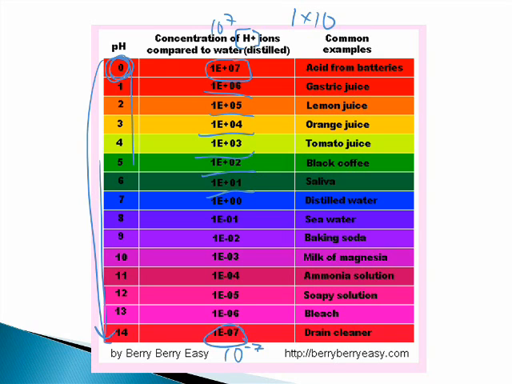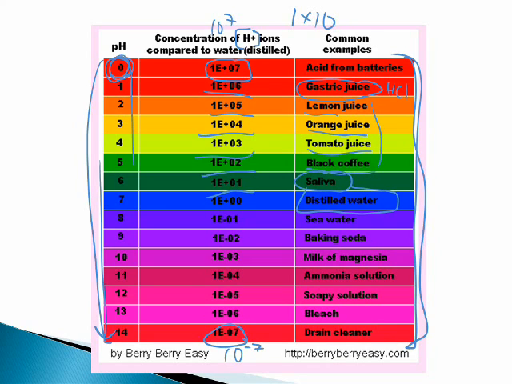And here are some examples of these things at the pH. Battery acid has a very low pH. It's very acidic. Your stomach acid, which is HCl, also has a very low pH. And here are some juices: lemon juice, orange juice, tomato juice, black coffee. They're all acidic. Saliva is somewhat acidic, but it also can be neutral. Distilled water is pure neutral. And we can go up here, and notice these cleaning solutions are more basic.